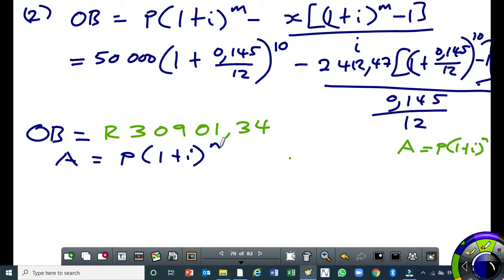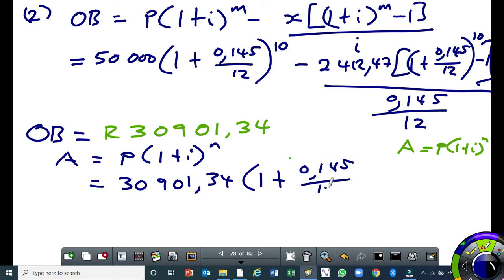Right? We want to know now, since he missed the 11th, 12th, 13th, the 14th, how much is he going to pay for his 15th payment after missing 4 months? That's the objective. So, our P here is this amount, 30,901 and 34 cents. 1 plus, the interest hasn't changed. Our N here is going to be 4 months, because from the 15th month, you start making what? Payments. So we'll put 4 here.